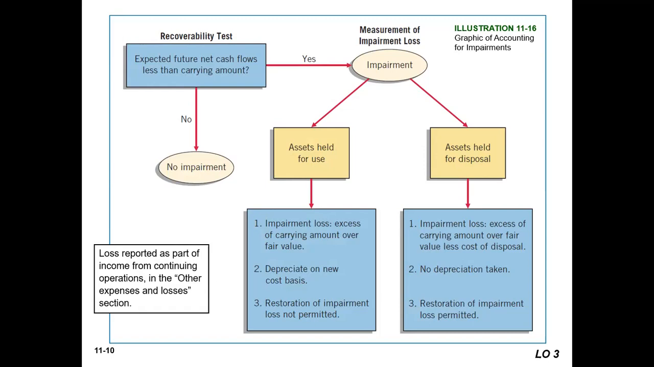If it's an asset held for disposal, then just like it shows here, we have to record the impairment loss, but there is restoration of the impairment loss permitted if we do sell the asset for above the carrying amount.